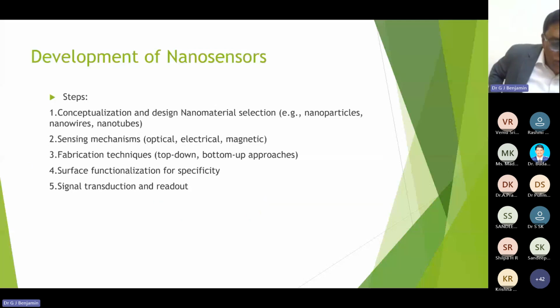Development of nanosensors. You people are better than me, but generally I speak about the steps in developing nanosensors: conceptualization and design of nanomaterial selection, sensing mechanism, whether it's optical, electric, or magnetic, fabrication technique, surface functionalization for specificity, and signal transduction and readout.